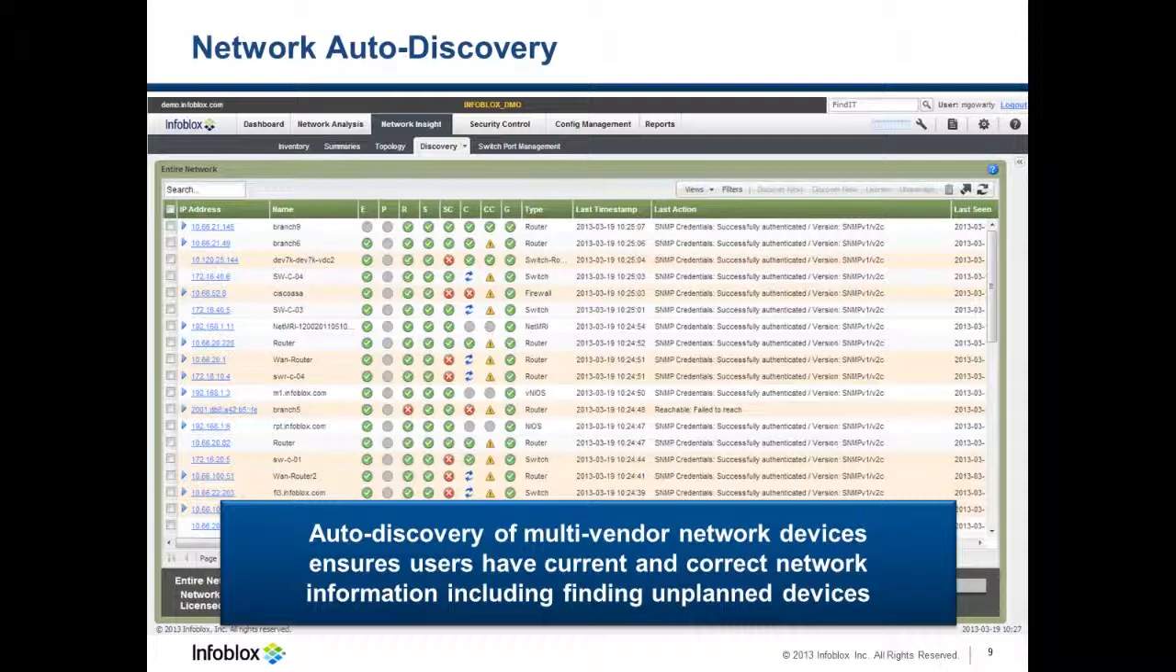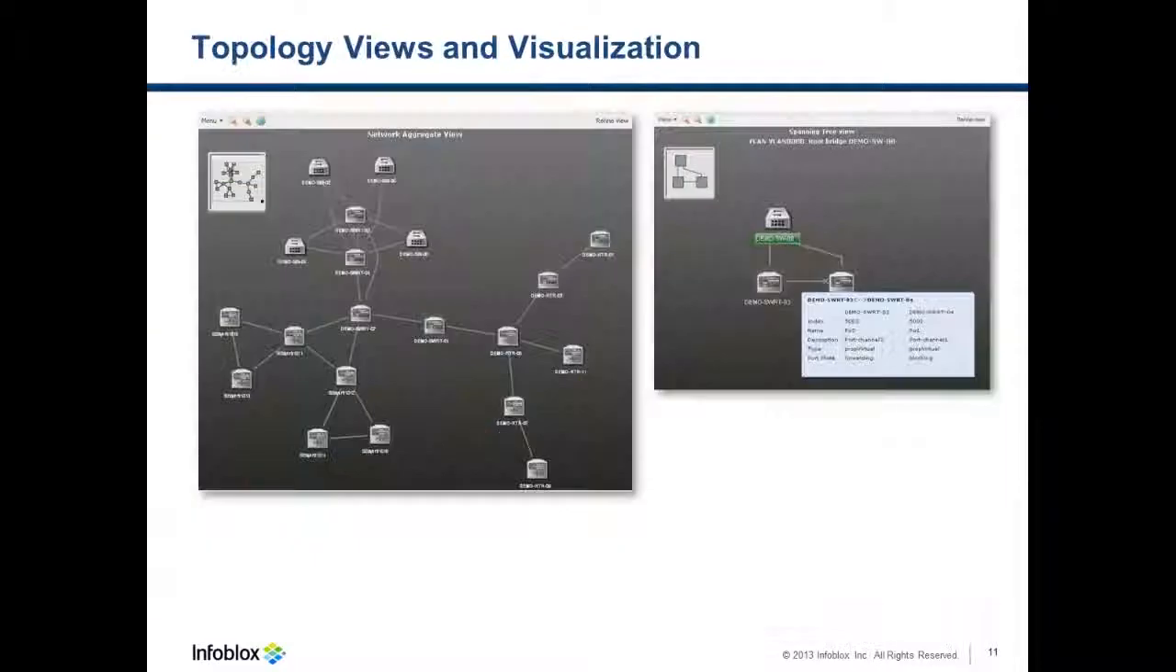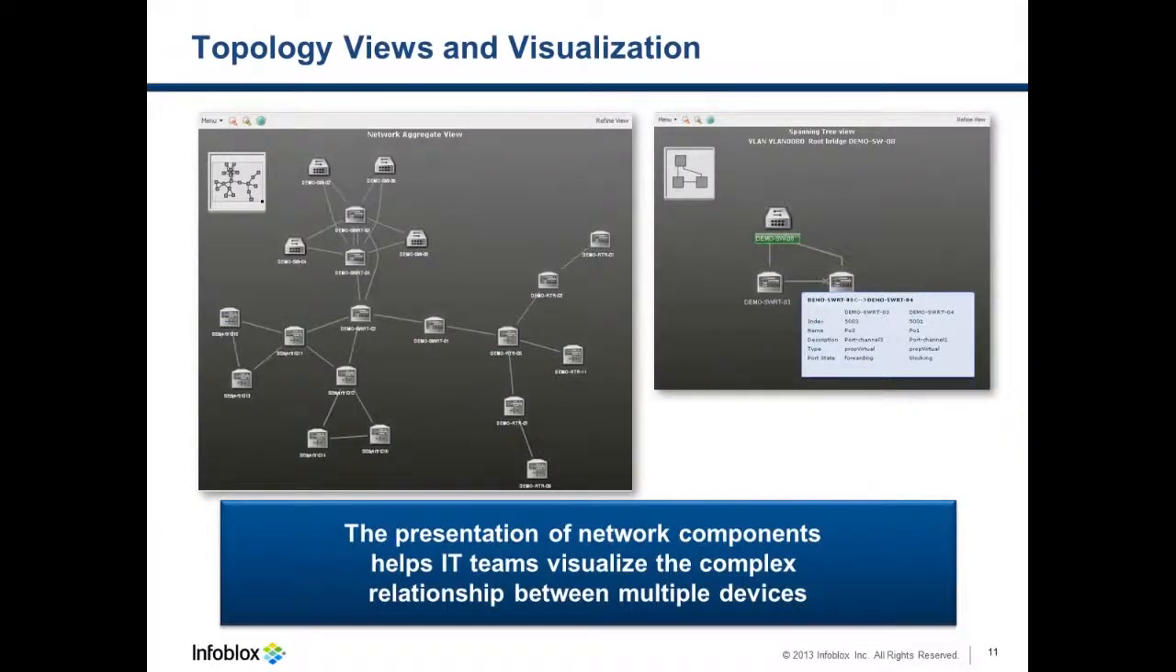We automatically detect them, we'll bring them to your attention, and once we detect the device, we also give you layer 2 and layer 3 summary and detailed views. I can look at physical as well as logical information, including devices, OS versions, routes, subnets, VLANs, redundant routing peer groups, and much more, all at my fingertips, all continuously updated. Because as networks become more dynamic, you need to keep track of these, and the Infoblox network automation platform can help you do that by making sure you understand exactly what's on your network, and then also helping visualize it.